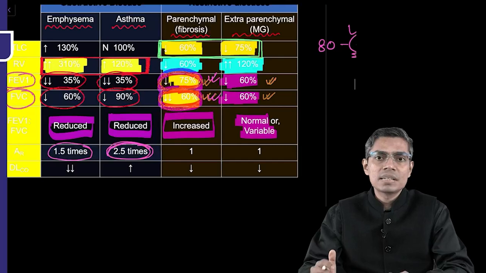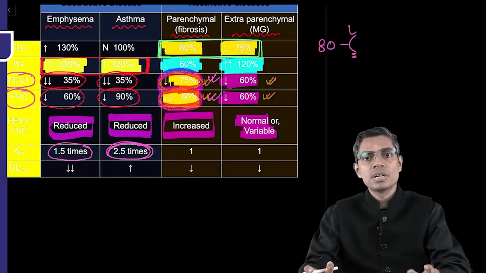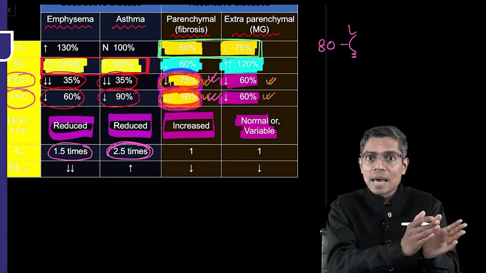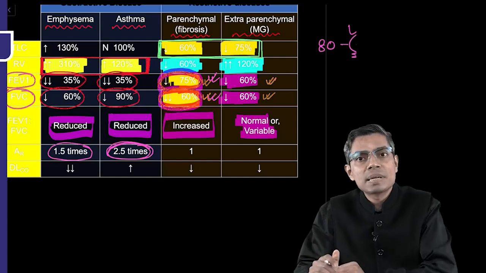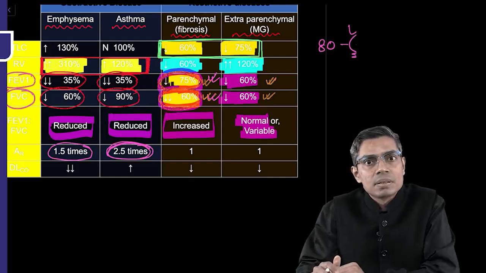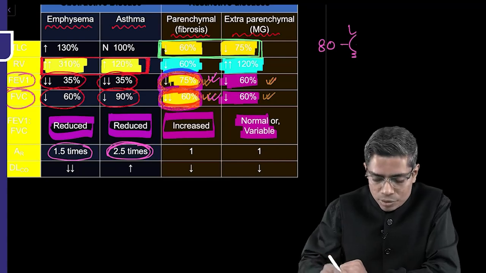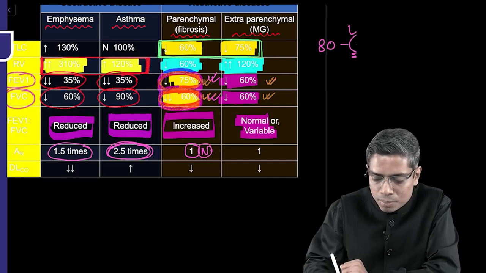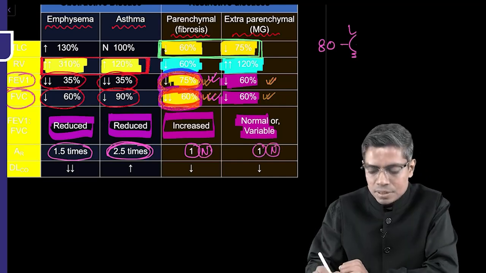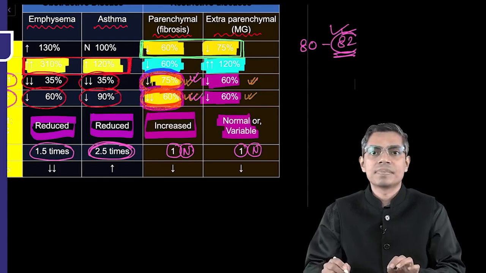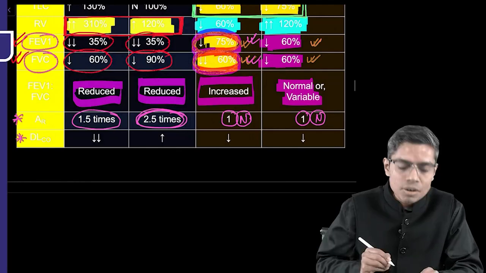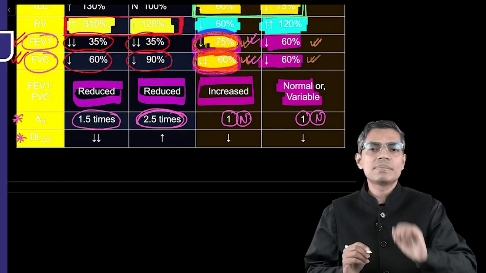But if you look at the restrictive disease, I told you restriction is due to a problem in the parenchyma or at the level of extraparenchyma, not at the level of airways. That's why the airways ratio is 1. 1 means this is nothing but the normal ratio. Airways resistance is normal.